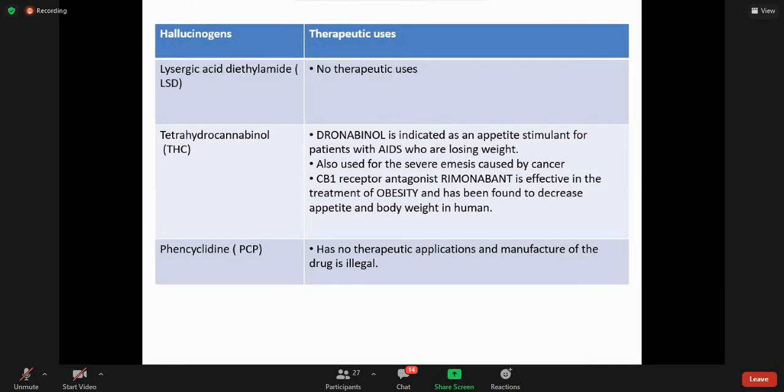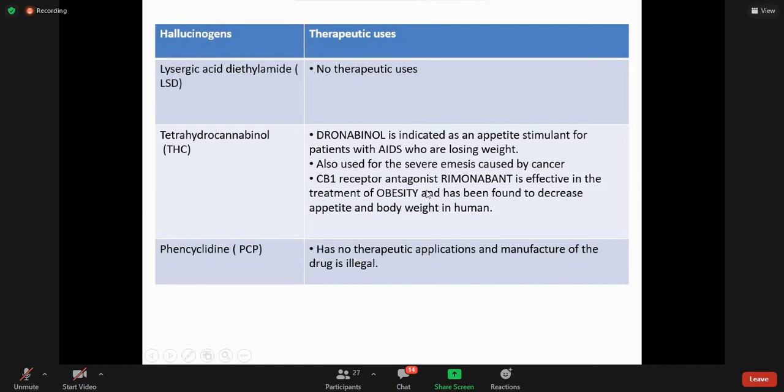So these, like lysergic acid or compound, belong to class 1, in which there is no medical use. Clear? Okay, tetrahydrocannabinoid, dronabinol, this is the compound which is the derivative. What we have derived from this compound is indicated as an appetite stimulant for patients with AIDS who are losing weight. Also used for severe emesis caused by cancer.